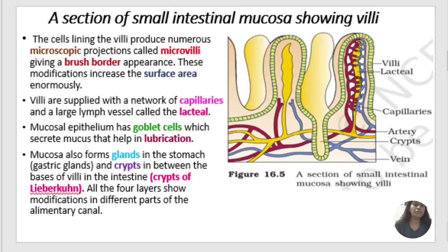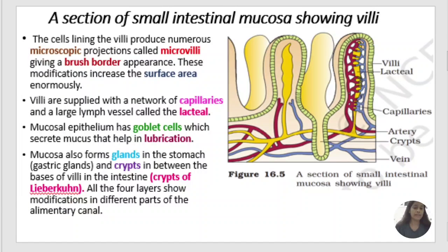A section of small intestinal mucosa showing villi. The cells lining the villi produce numerous microscopic projections called microvilli, giving a brush border appearance. These modifications increase the surface area enormously. Now villi are supplied with a network of capillaries and a large lymph vessel called the lacteal. You can see in the image, the lacteal is the yellow part which is in between the capillaries. The villi are the green ones.